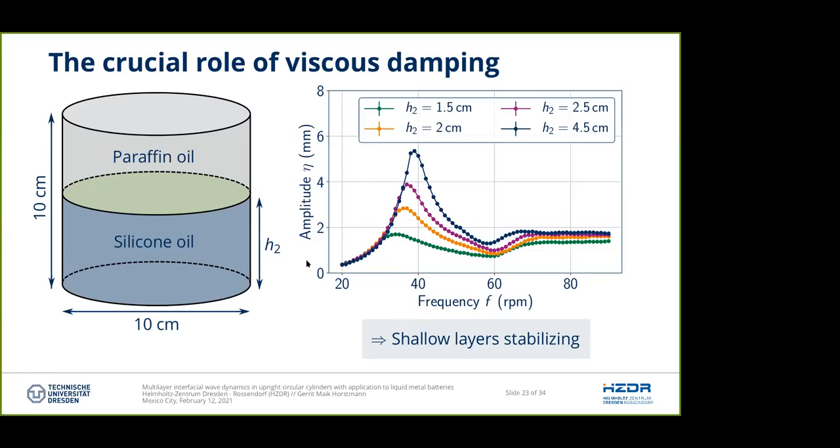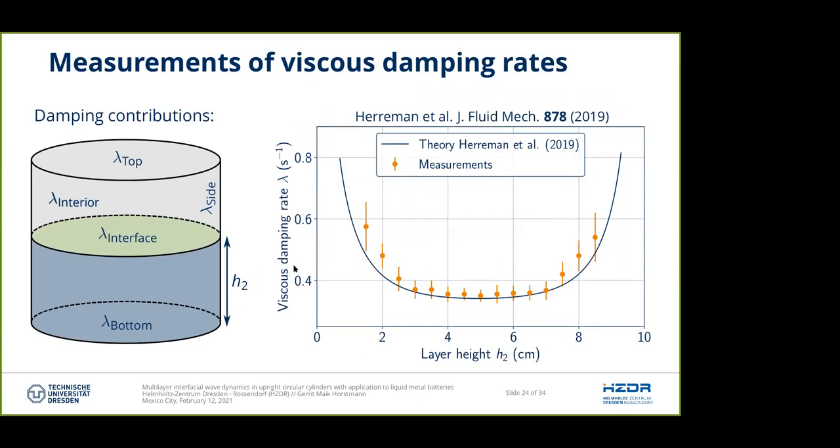And this is a very important fact because from magnetohydrodynamic metal pad roll theories, we know that shallow layers are destabilizing, but they usually neglect viscous effects. And here I found the contrary results. So to really understand the stability, we have to account for both effects, the stabilizing effect due to viscous damping and the destabilizing effect due to Lorentz forces. And this also was more or less a qualitative result.